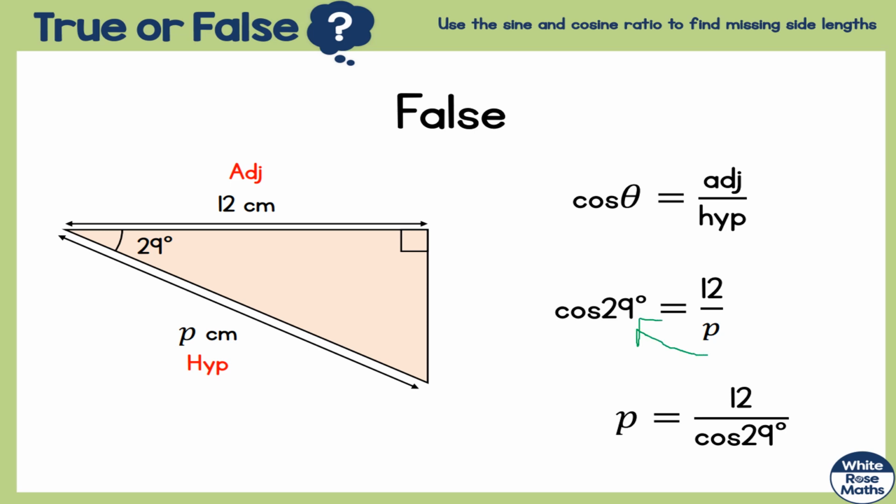Then you get P is equal to 12 over cos 29, and that's the exact answer for the value of P. Of course, if it appeared on a calculator paper, you would obviously enter that in your calculator and round your answer to 1, 2, or 3 decimal places, or 1, 2, 3 significant figures.